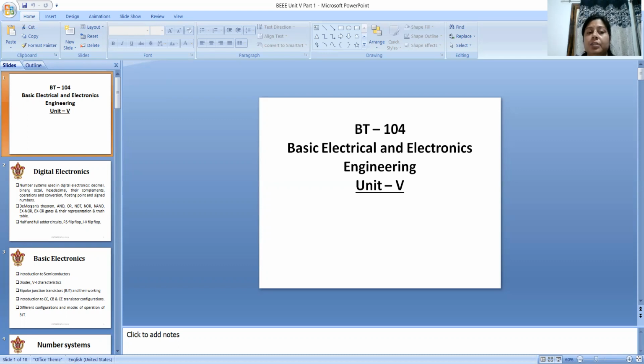Okay. So next, let us start with the number system. This is the first topic of this unit. According to this, you will have to study 4 types of number systems, in which the first one is the decimal number system. Second is the binary number system. Third is the octal number system. Fourth is the hexadecimal number system.